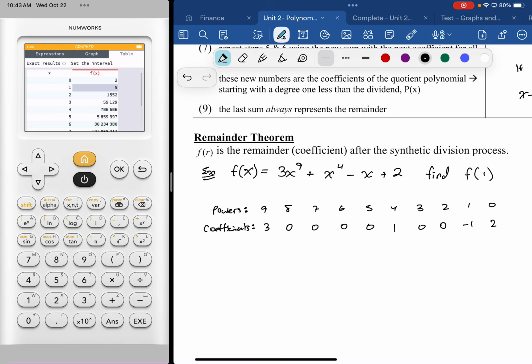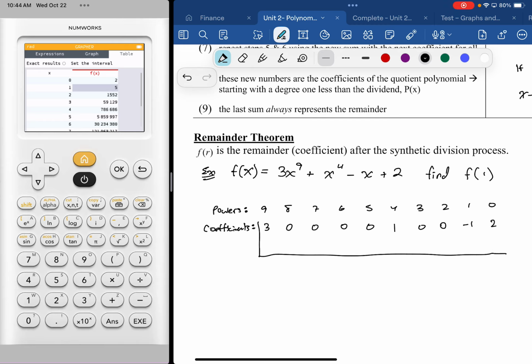Because if I really wanted to, if I wanted to write this in appropriate polynomial form, which accounts for every exponent, instead of what I have as f of x, it would really be 3x to the 9th plus 0x to the 8th plus 0x to the 7th, 0x to the 6th, 5th, 1x to the 4th, 0x to the 3rd, 0x to the 2nd, minus 1x plus 2, which would be a whole lot more writing than you would probably want to do.